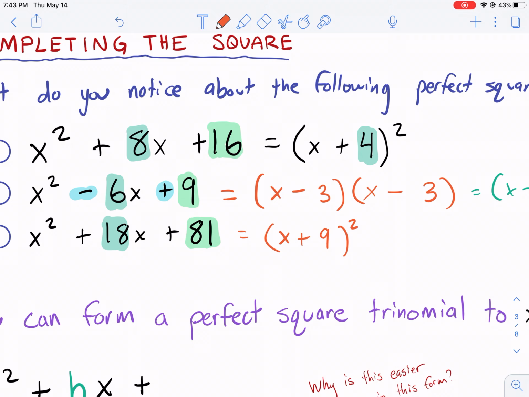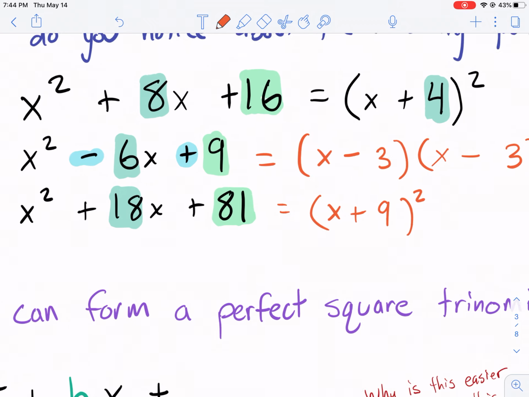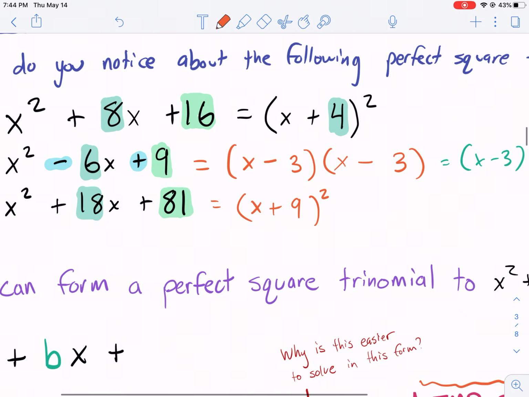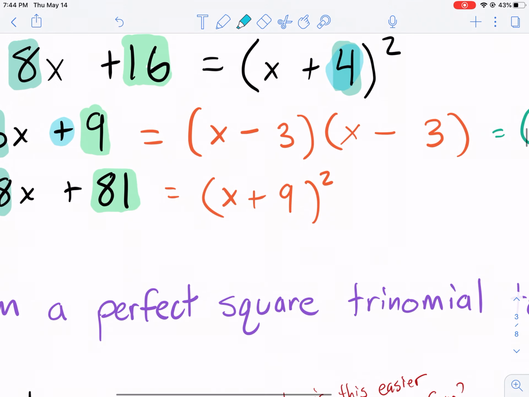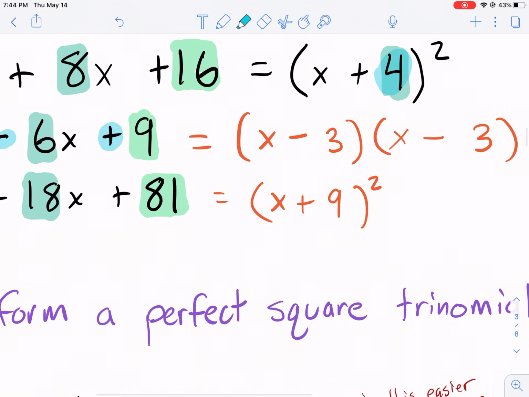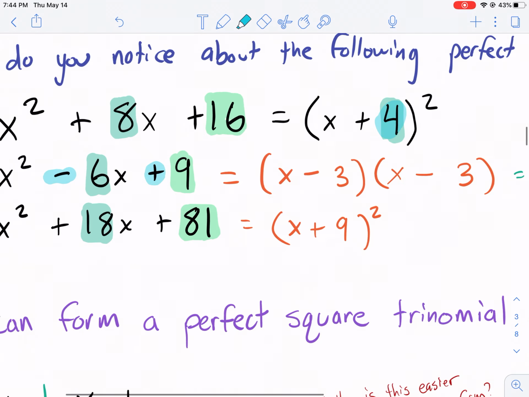3 times 2 is 6. 4 times 2 is 8. So hopefully you can see that this middle term is double what is inside this parentheses. And then whatever's inside this parentheses, did you guys figure out what the relationship is between these and the last term? I hope you realize that it's times itself. So it's squared. 9 squared is 81. 3 squared is 9. And 4 squared is 16.